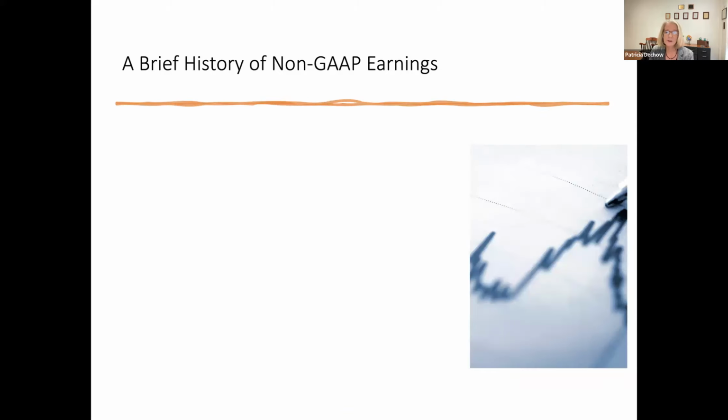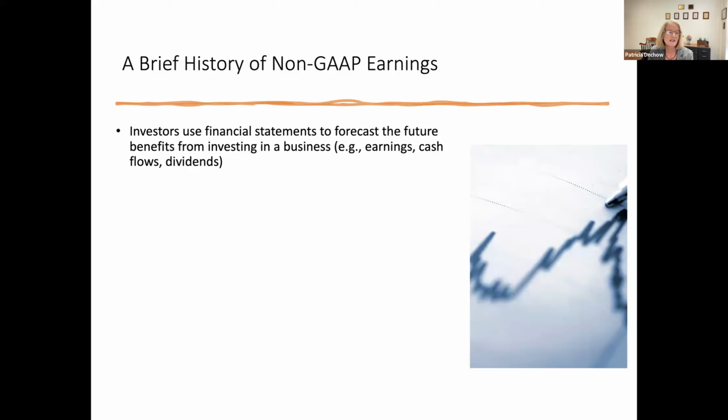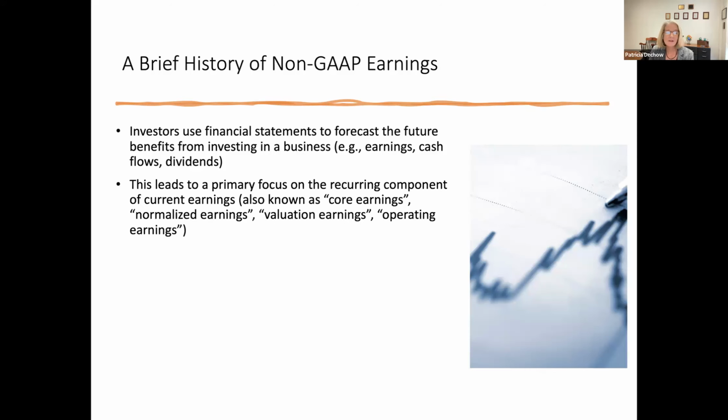So I'll just give you a brief history of non-GAAP earnings for those of you who are less familiar with this area of research. Investors use financial statements to forecast the future benefits from investing in a business. So they're interested in understanding future earnings, cash flows, dividends. And so this leads to a primary focus on the recurring component of current earnings, also known as core earnings. You'll see words like normalized earnings, even valuation earnings and operating earnings out there. But US GAAP and the FASB and IFRS don't define such a measure.